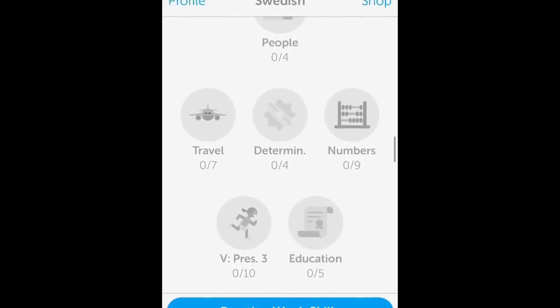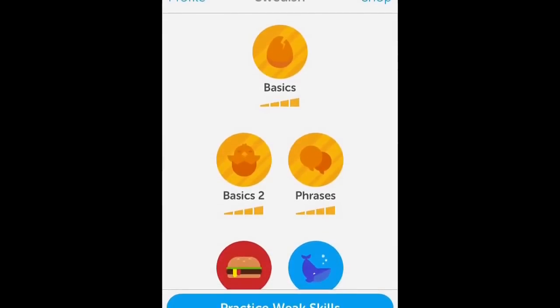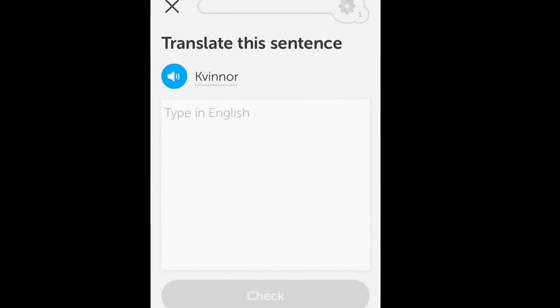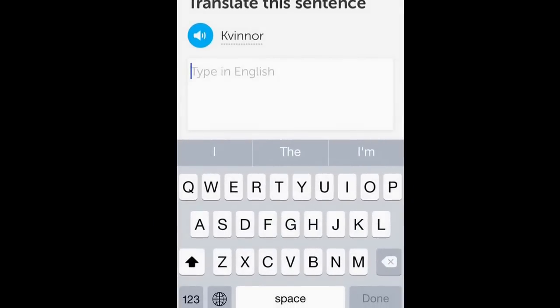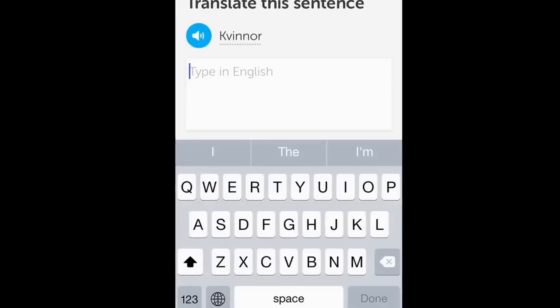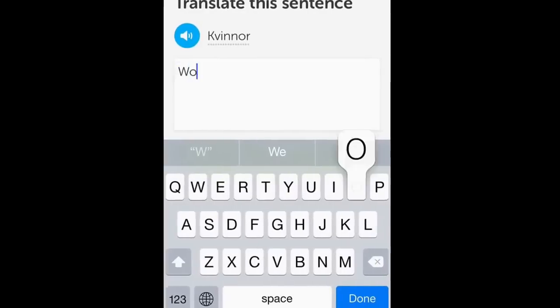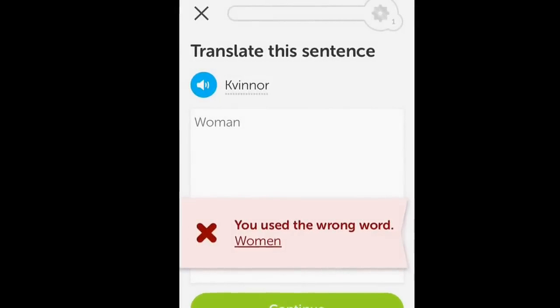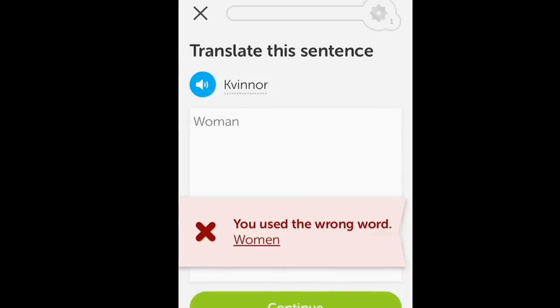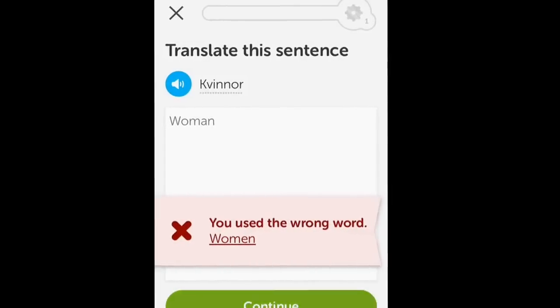You have practice weak skills. Basically, I can show you that real quick. You practice your weak skills, like some words that you missed when you were going through this exercise. They keep track of that so you can go back and practice. So, I think this was woman or something. Oh, woman, plural. Man, kvinna is the woman. I don't know. I wasn't thinking.